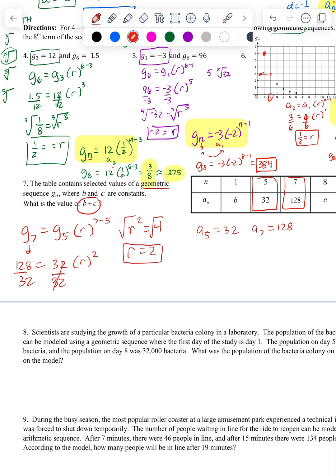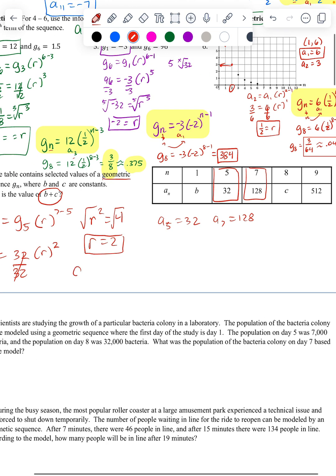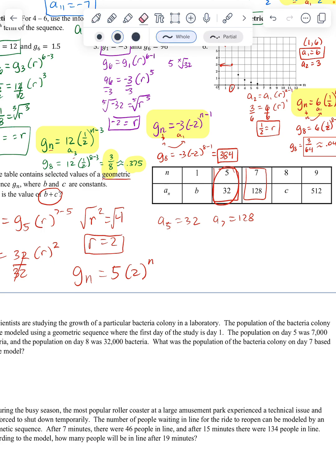Doesn't ask me what R is, but that'll allow me to build a general formula. And I'm starting from something I know. So I'm going to start at 5, use my R, and I have to start at 32. Sorry. I'm going to start at 32, which is the 5th term. So that 5 appears up here in my power. So this is going to help me find anything that I need. And what I need is this and this. So I can find the B and C.